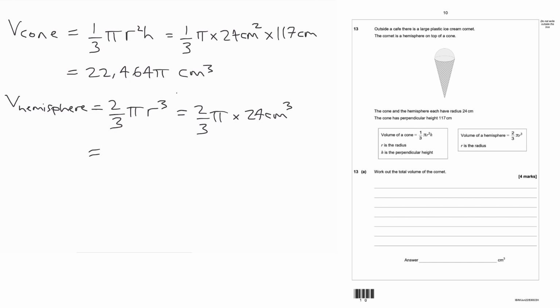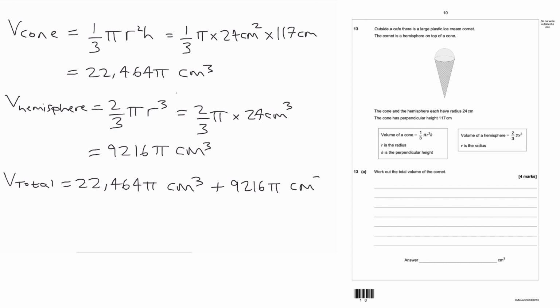And when we work this out, this gives us a total volume of the hemisphere of 9,216 pi centimeters cubed. And now all we have to do is add these two volumes together. So our volume total is equal to 22,464 pi centimeters cubed plus 9,216 pi centimeters cubed. This gives us a total of 31,680 times pi centimeters cubed.